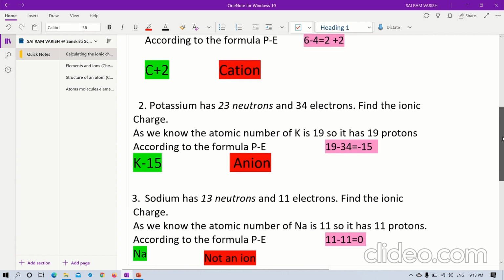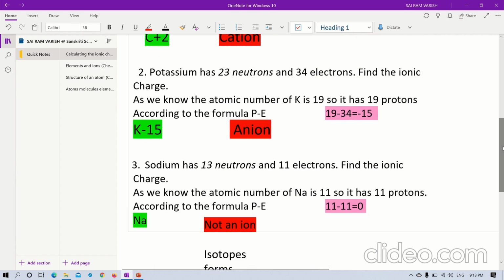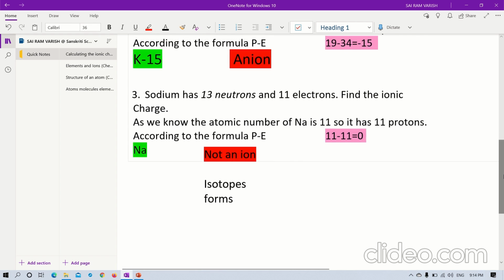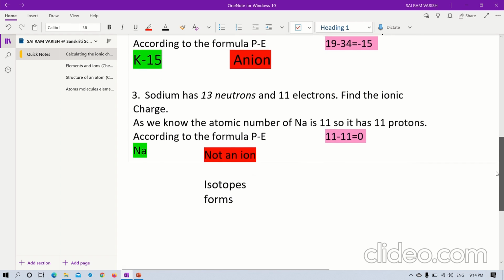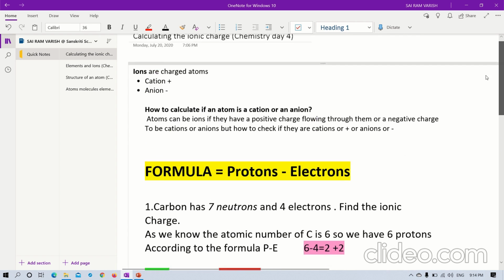And in the third case, we have 11 protons and 11 electrons. 11 minus 11, they would cancel each other, and finally the atom would become neutral, so it won't be an ion. So I've listed a few neutrons and electrons. Don't think that they would always be the number of neutrons and electrons in that particular element. They are different isotopes or different forms. The number of neutrons and electrons might vary, so you need to keep that in mind.